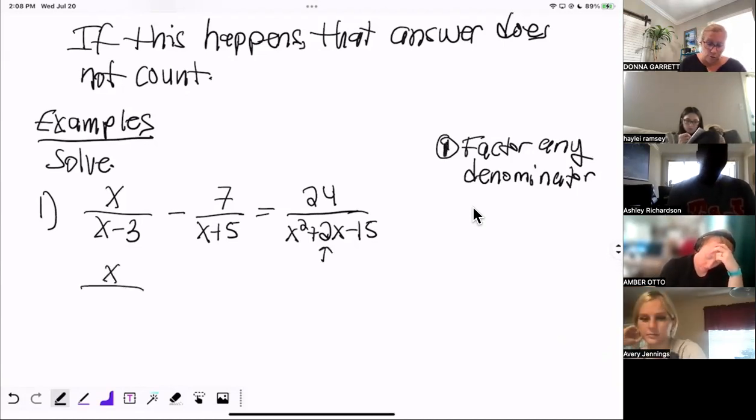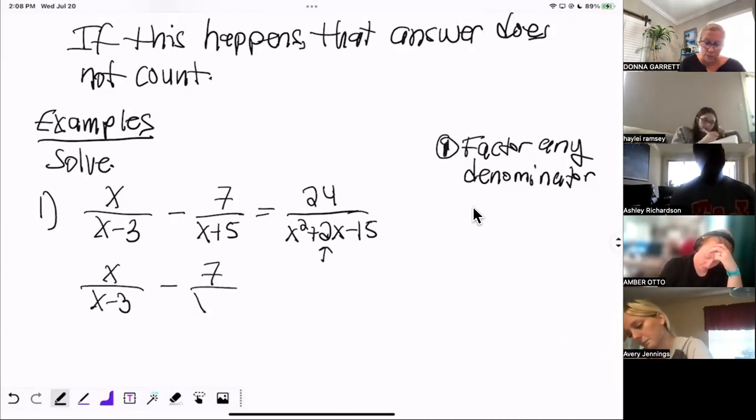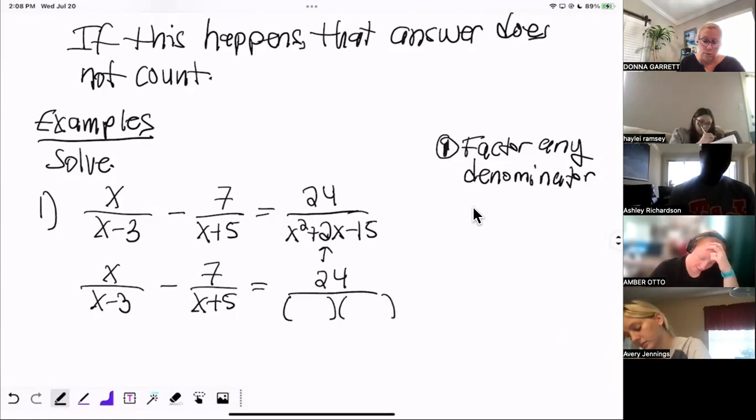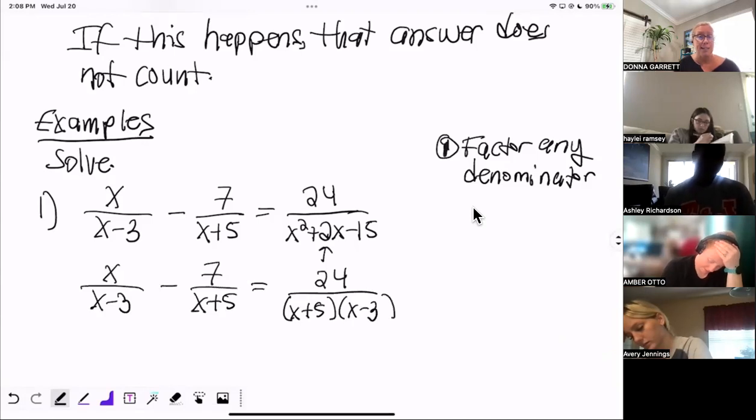So first, we're going to write this down. These are fine, nothing to factor, but this one can definitely be factored. What can I factor it to? Well, for 15, I can use 5 and 3, and that will give me 2. So x plus 5 and x minus 3. And it's no surprise that they happen to be right here. Use them as hints. It doesn't always happen, but most of the time it does.